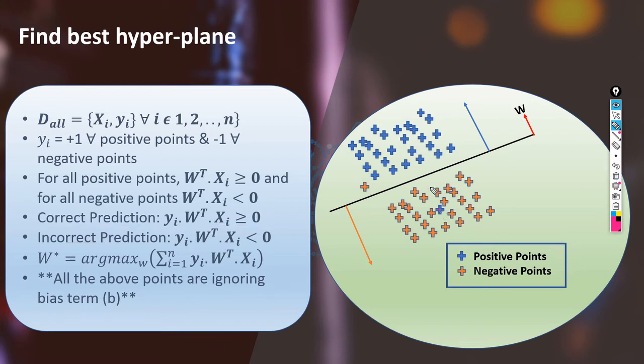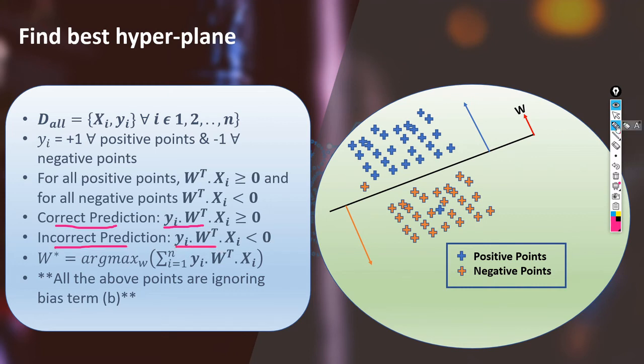Similarly for this blue one, again w transpose xi will be negative, but actually yi is positive for this blue point, the positive point. So again the product will be negative. So for all the correct classifications or predictions, the signed distance will always be greater than 0, and for all the incorrect classifications, the signed distance will be less than 0.